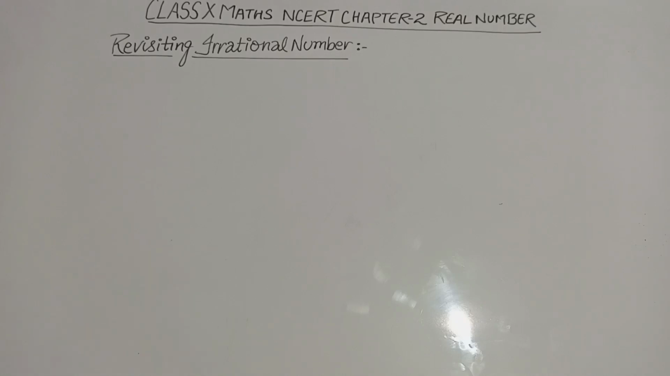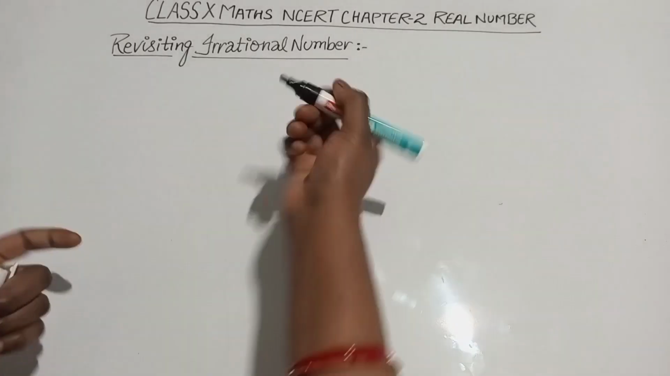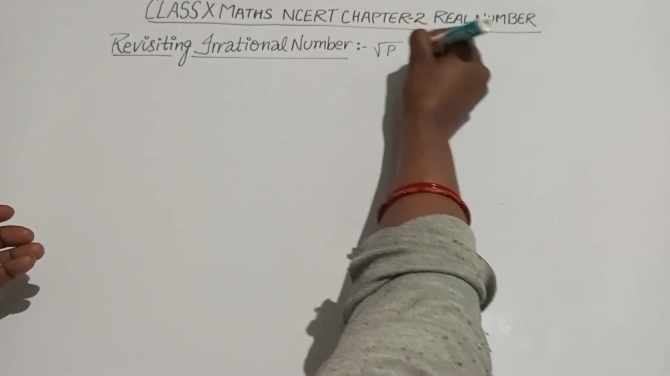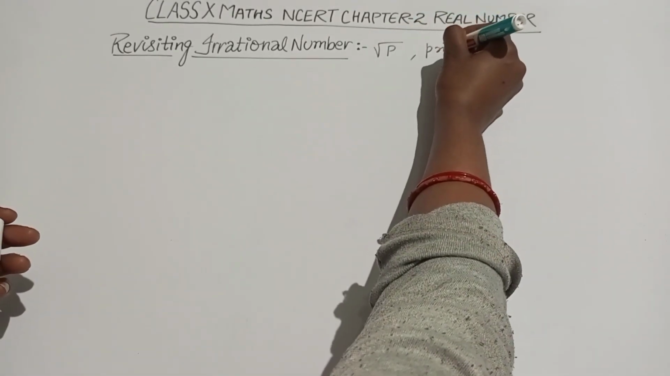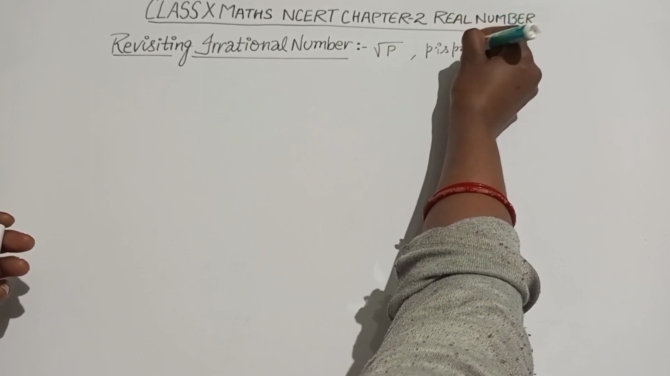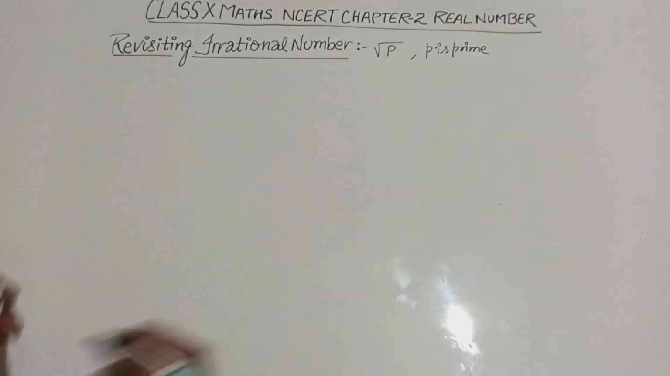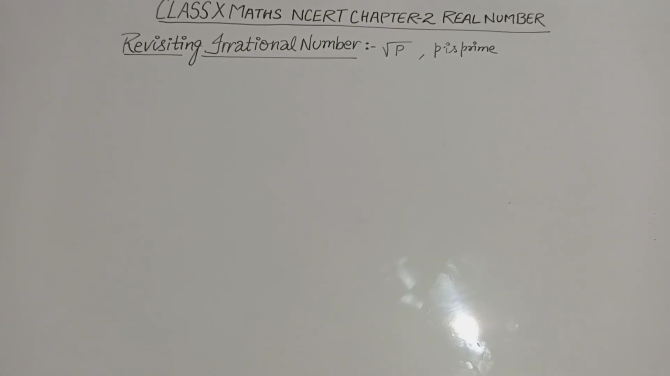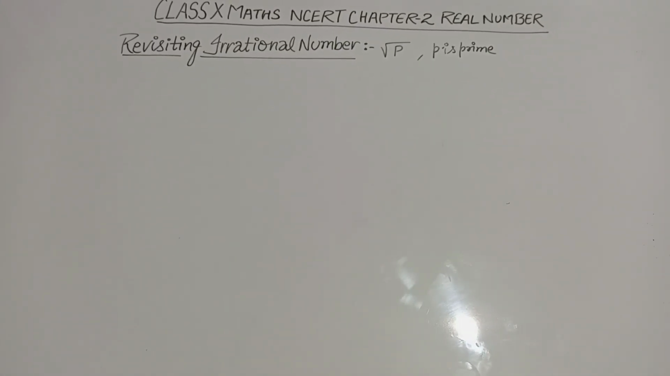Basically, in this video we are proving that root p, where p is a prime, is an irrational number. So first of all, revisiting the irrational number, here we prove it.